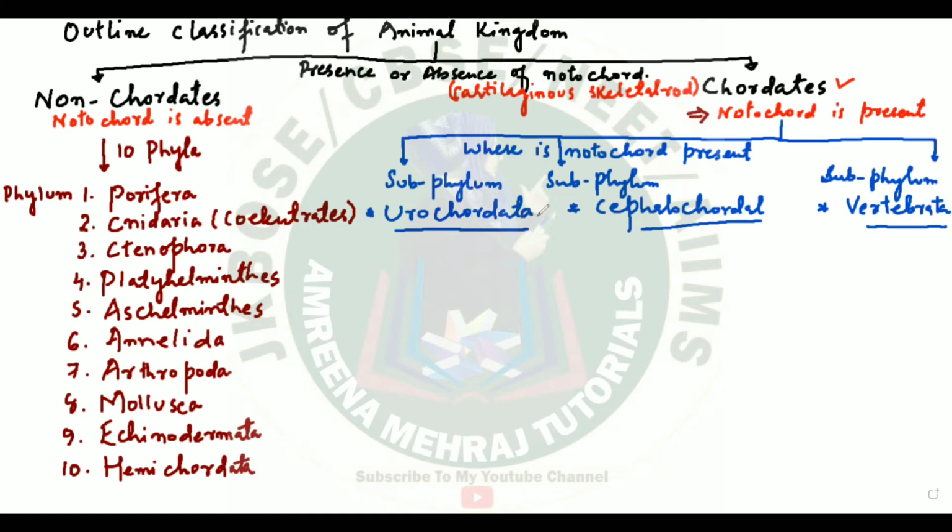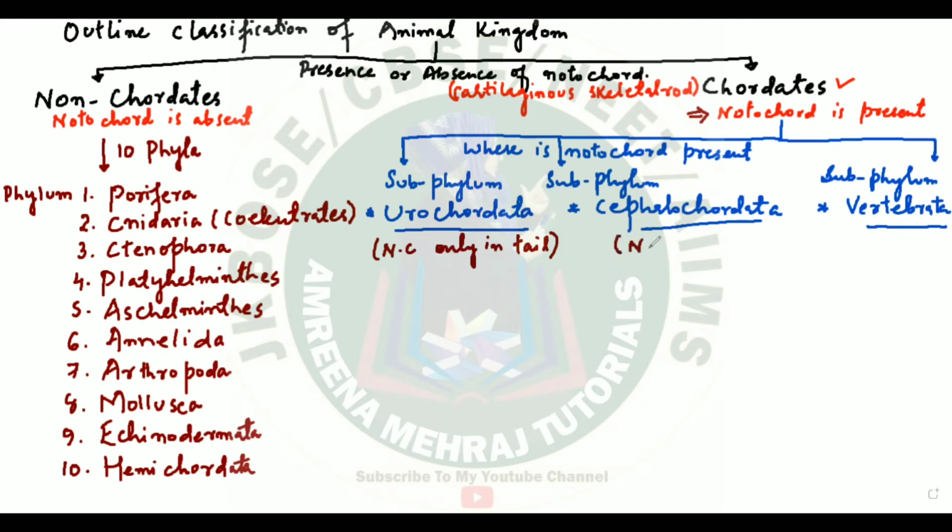So urochordata is the name of the subphylum. The animals involved here will be called urochordates. That is how the terminology goes. And cephalochordates will be the animals, but the group will be known as cephalochordata, and this will be the vertebrata. In urochordata, you will see that the notochord is present only in the tail part of the body.